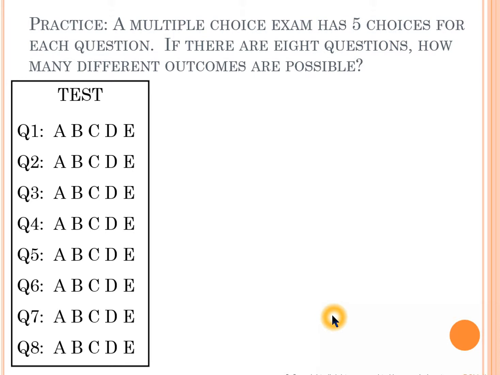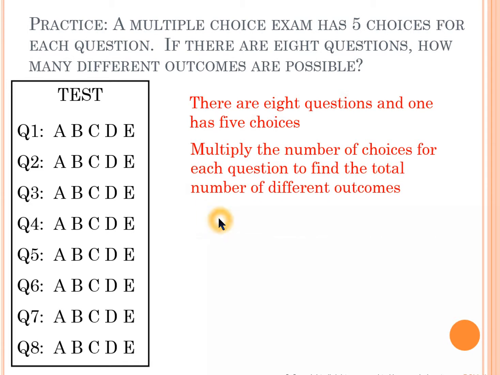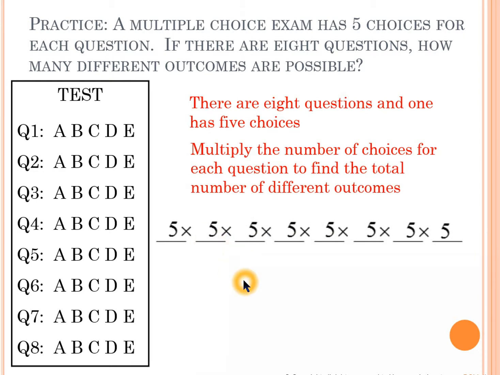All right, let's take a look at another example where we have more choices. A multiple choice exam has 5 choices for each question. If there are 8 questions, how many different outcomes are possible? All right, so we have 8 questions and one question has 5 choices. All right, so here are my 8 questions lined up. And for the very first question, I have 5 choices. The second question, I would have 5 choices, and it's going to be 5 for every single question. So this is simply going to be 5 to the power of 8, and that's going to give you 390,625 different outcomes.